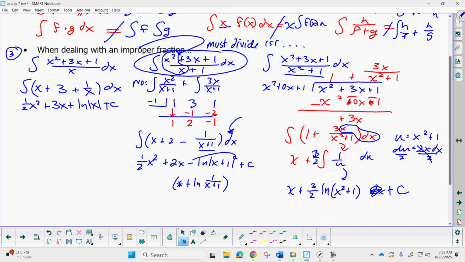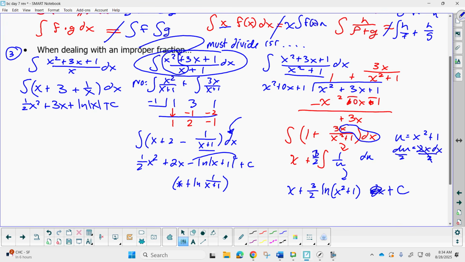Am I wrong? Why not? X squared plus 1 is positive anyway. So in this case, the absolute value wouldn't be doing anything. It wouldn't be wrong if you had it. Nobody count off of that. It's not really necessary. Understood? All right, cool. Let's go.